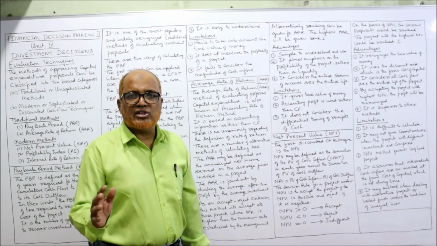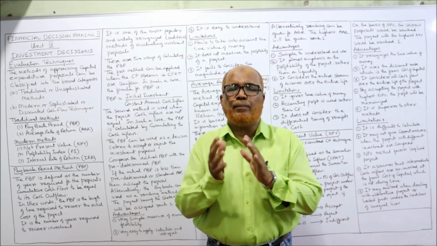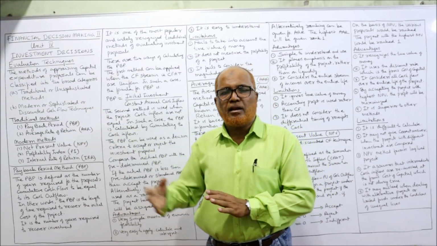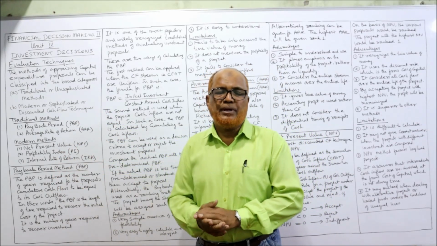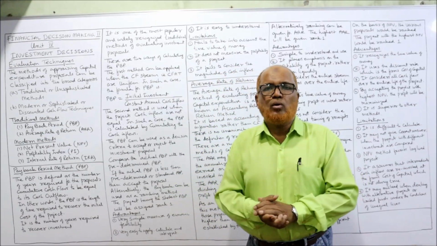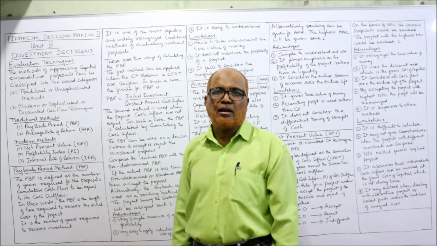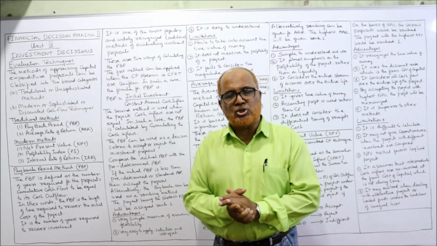So in this video, I have explained the techniques of evaluating capital budgeting proposals. Traditional methods are two, PBP and ARR, and modern methods are three, NPV, IRR, and PI. In the next video, I'll explain the remaining modern methods, that is the PI method and IRR method. After that, we'll start the problems on these investment decisions.